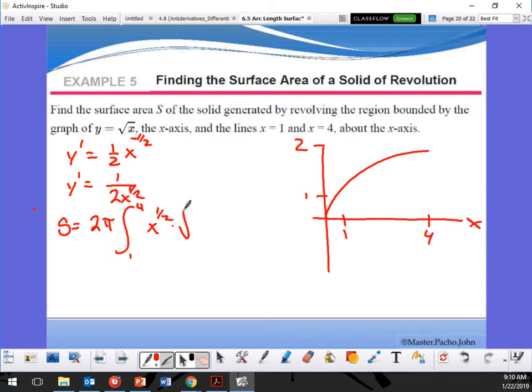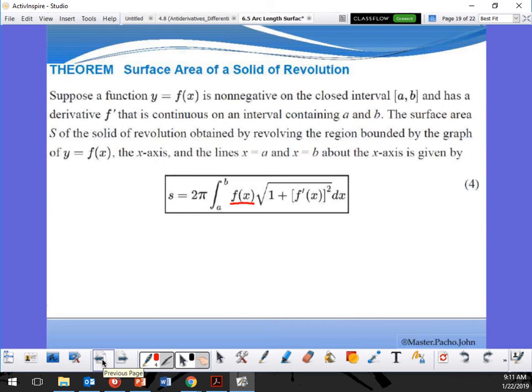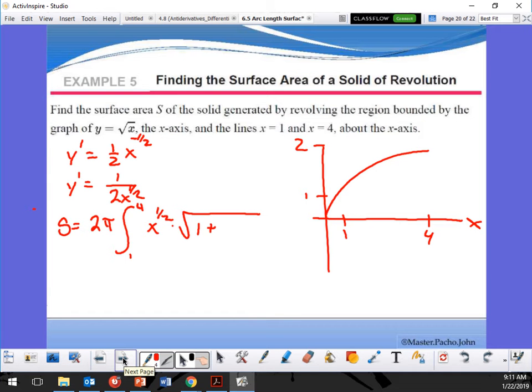Times, and that's going to give me 1 plus the absolute value... oh wait, that's a bracket. Tiny font, I'm sorry. So it's plus the derivative squared, right? Yes. Okay, so it's going to be 1/2 x to the 1/2, squared, right? And this is my dx.